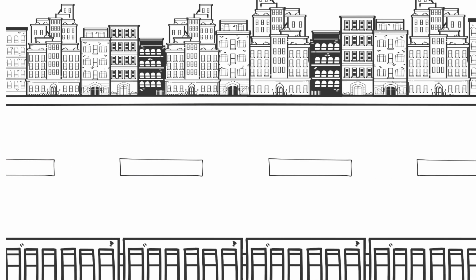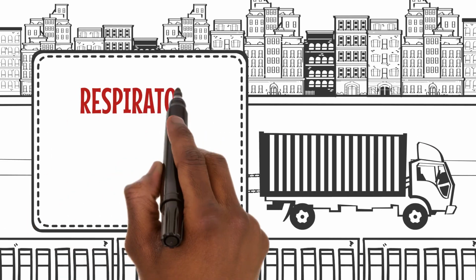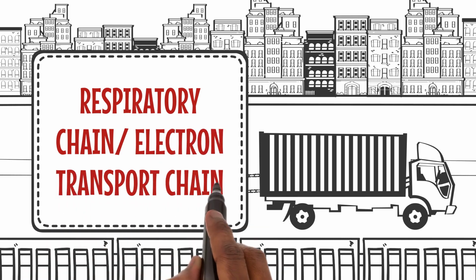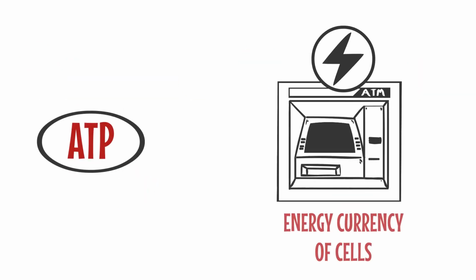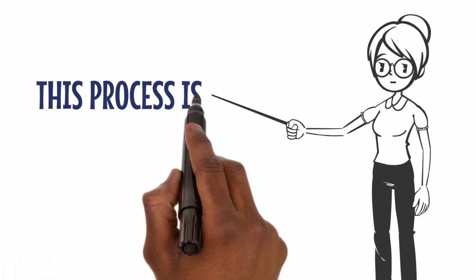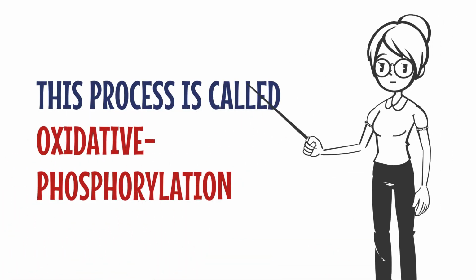These electrons then embark on a journey through the respiratory chain or the electron transport chain. Along this chain, energy is gradually released, and finally, it is used to make ATP, the energy currency of cells. This process is called oxidative phosphorylation.